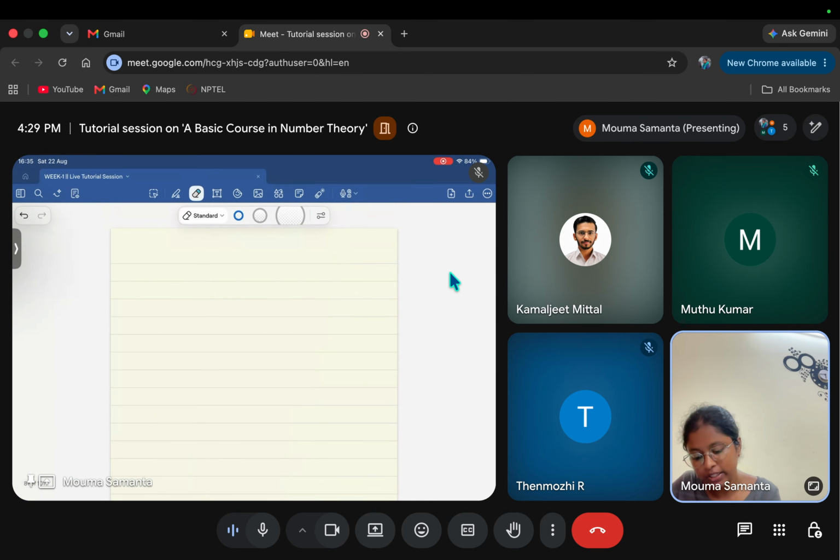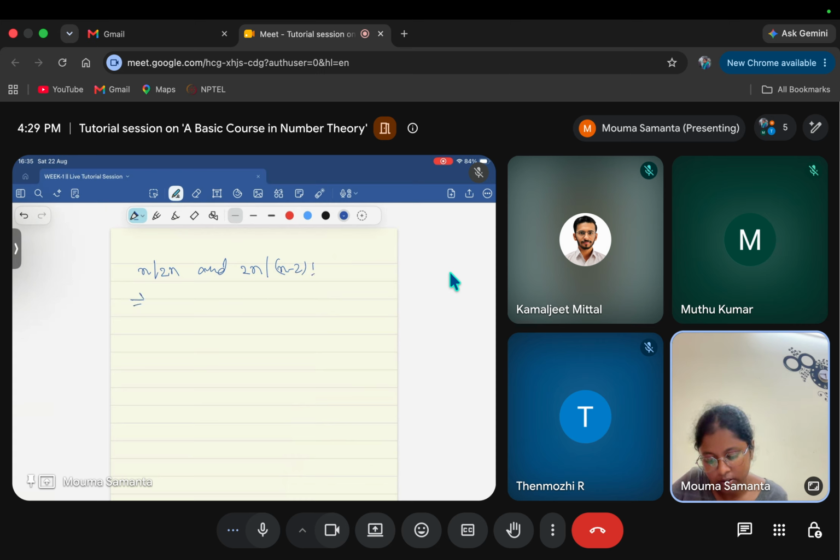If you show that 2a belongs to this set, what can you conclude? Then you can conclude n divides 2n and 2n divides (n-2)!. So both will imply n divides (n-2)!. Now if n divides (n-2)!, then you can conclude this is congruent to 0 mod n. So this will be a contradiction to our hypothesis.